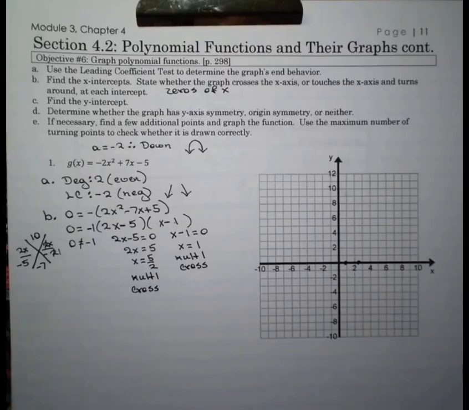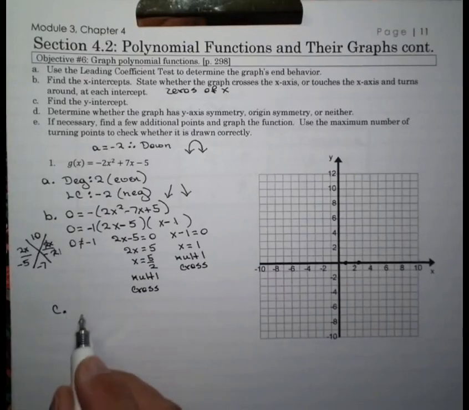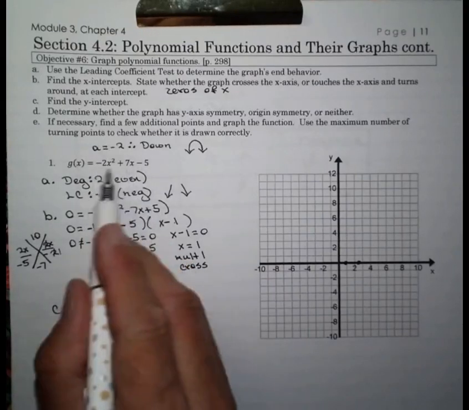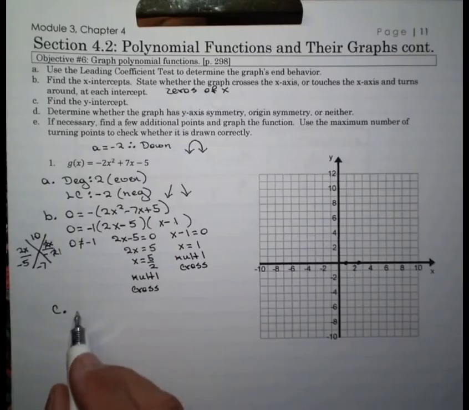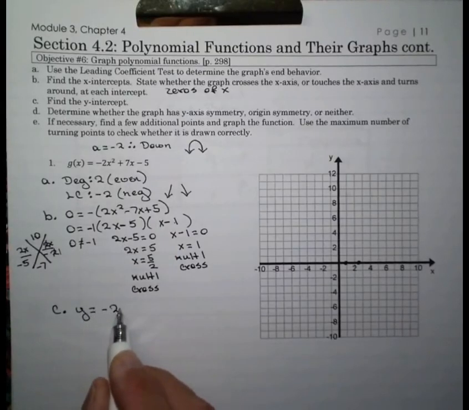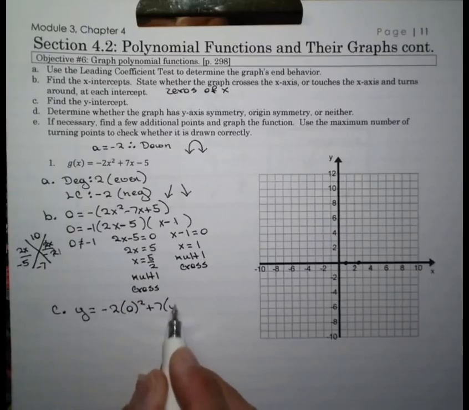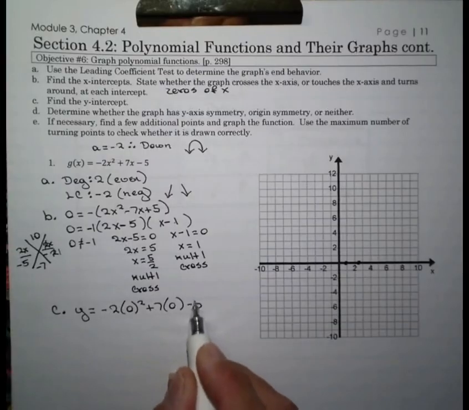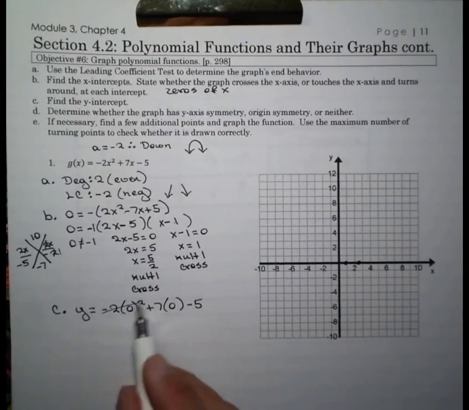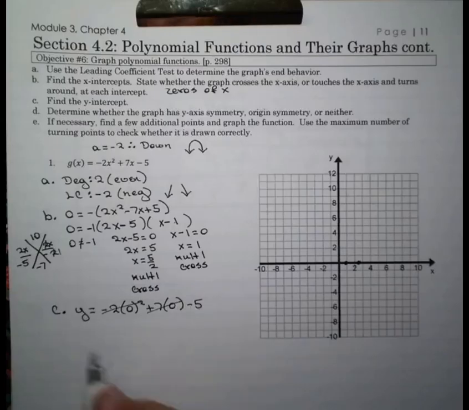So next, let's see if we can find the y-intercept. That's part C that they asked us to find. I go back to my original equation up here, and I say that's where x is equal to 0. What is y if x is equal to 0? Would that be negative 2 times 0 squared plus 7 times 0 minus 5? And this, of course, is going to be 0. And this term is also going to be 0. So y is going to equal negative 5.